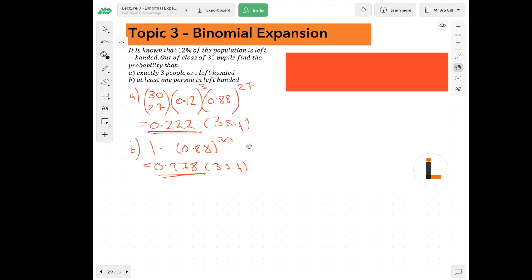So we don't have to worry about outcomes because, like we said when we were listing the outcomes at the very start of this bit, there's only one way we can get 30 right-handed people, and that's if everyone is right-handed. Only one combination. So we don't need to worry about looking at the number of combinations and the probability of failure, because there are no options for failure. This is only 30 options of success.